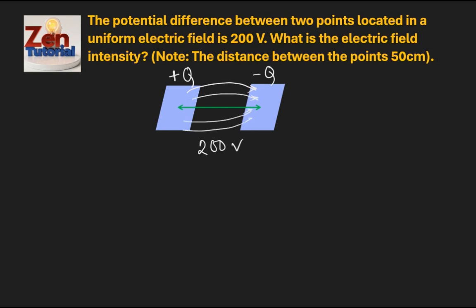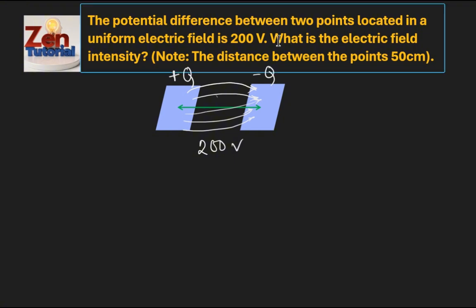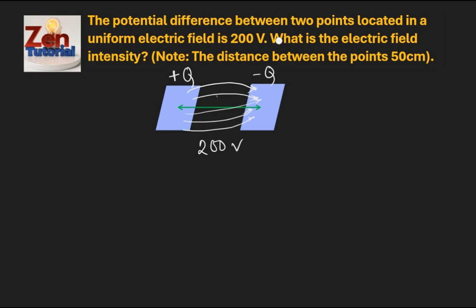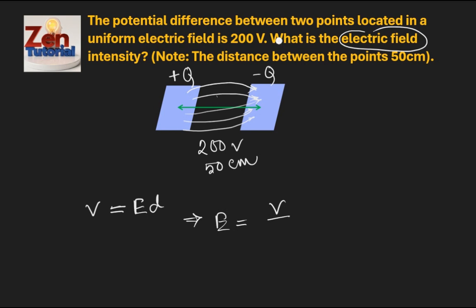So from positive to negative, the electric field lines are shown as I drawn here, and the distance between these two charge plates is 50 centimeter. What we have to determine? We have to determine the electric field intensity E. So we know the potential or the voltage is equal to the electric field times the distance. So the electric field E is equal to V over d.